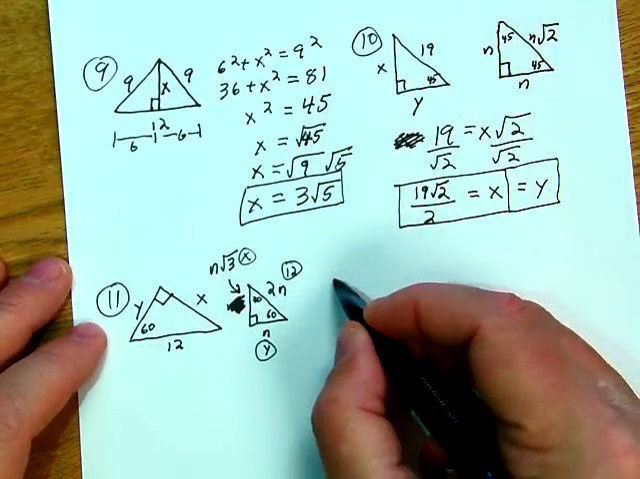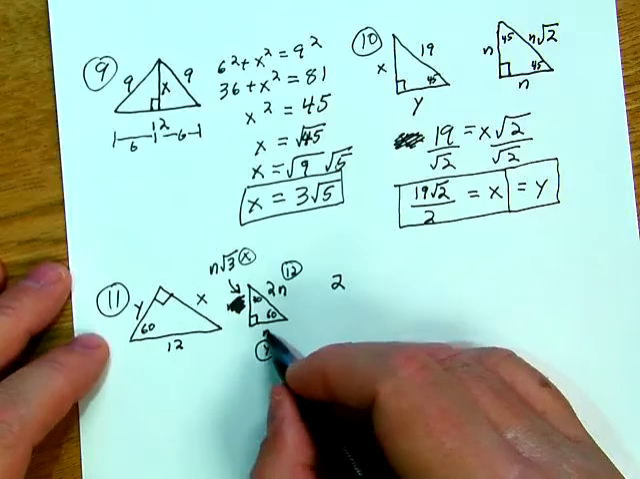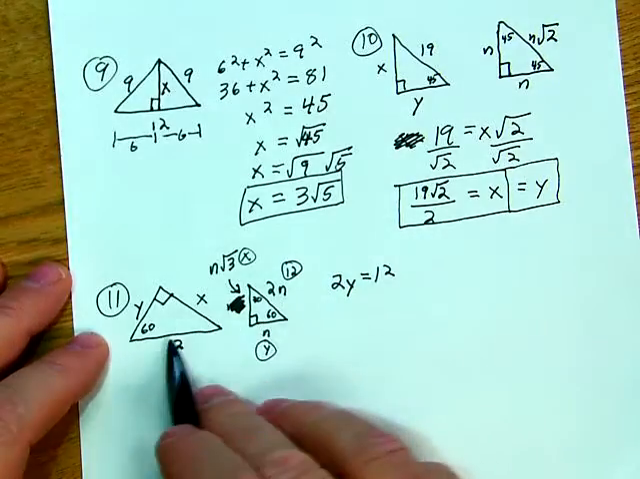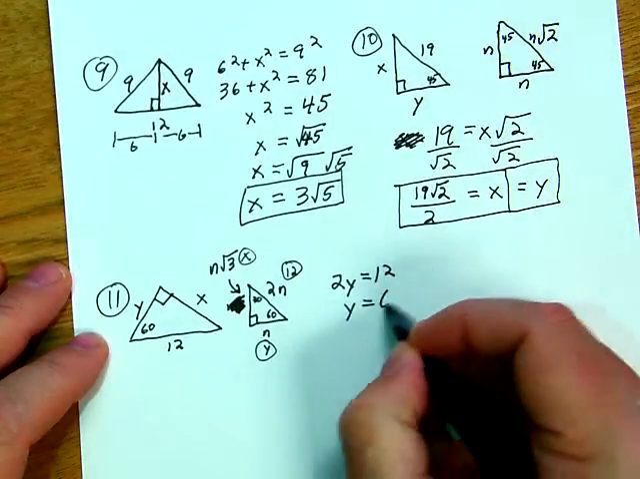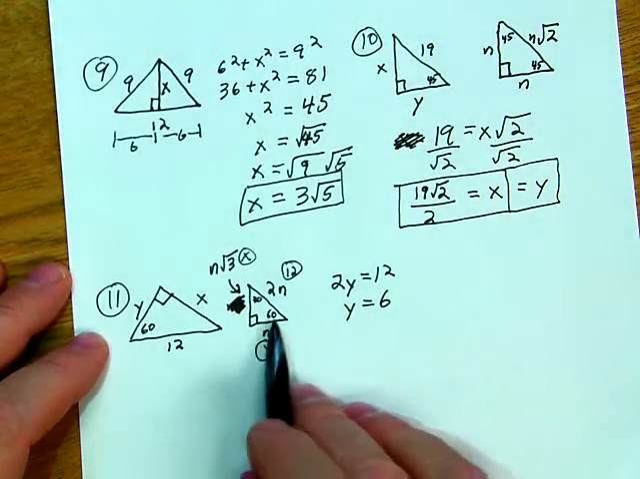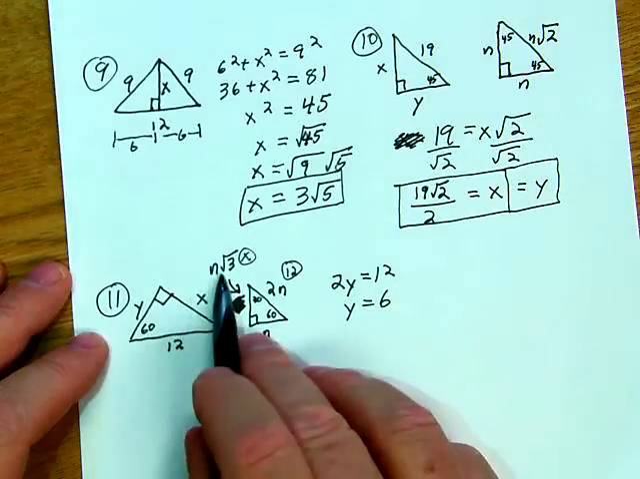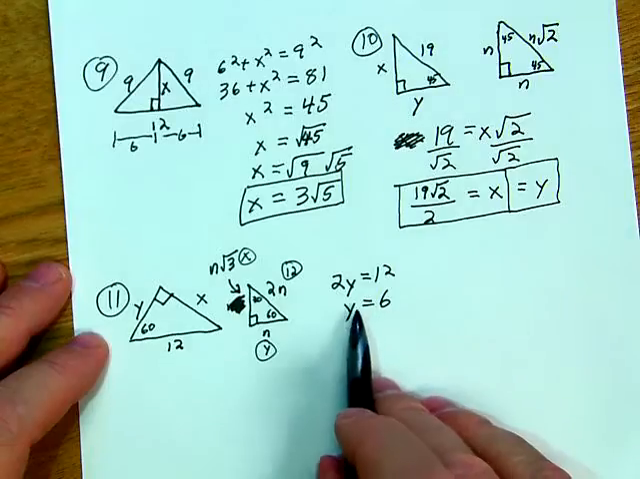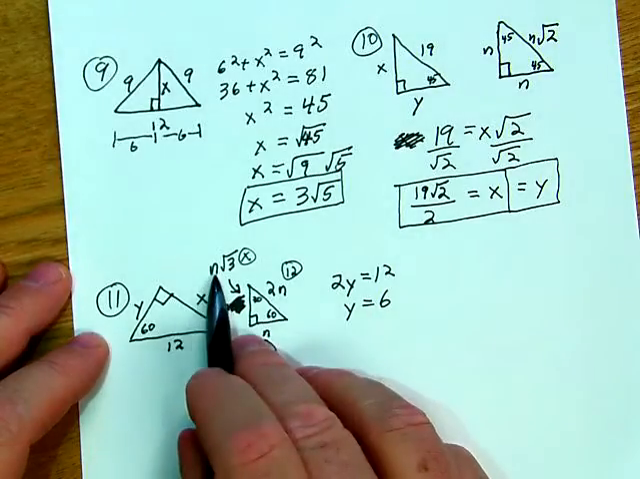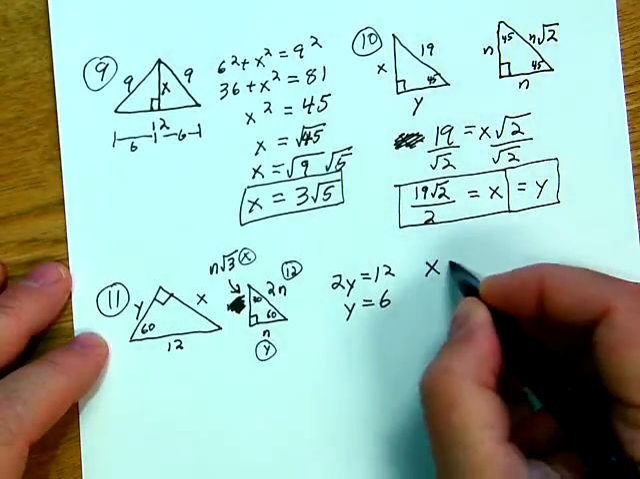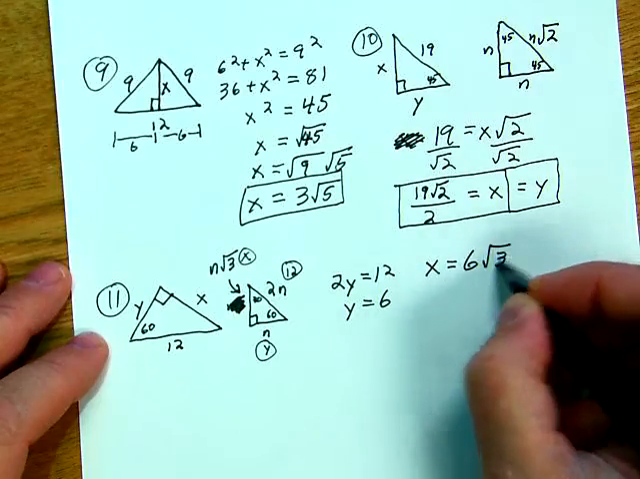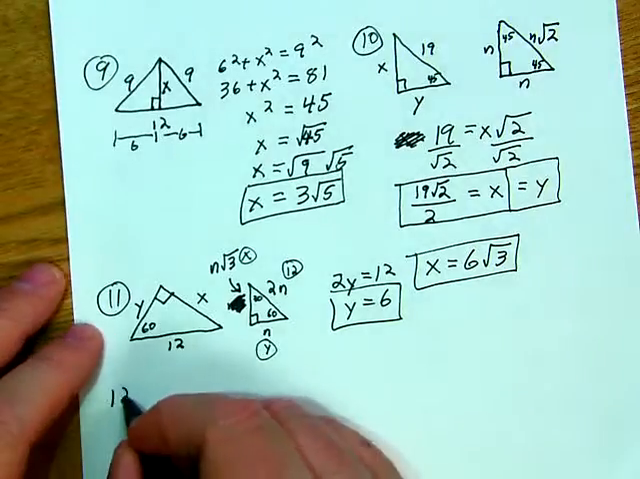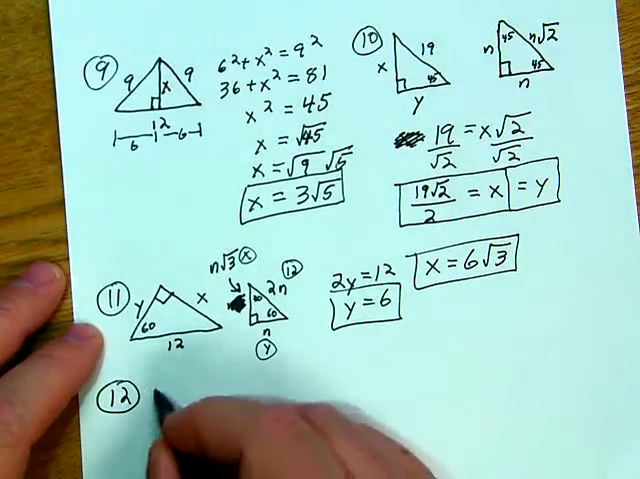So now we're going to do this calculation like this. n is y, right? So instead of saying 2n, I'm going to say 2y is equal to 12. That's the calculation. So y is equal to 6. If y is equal to 6 and y is n, then we can come right up here and calculate x. x is equal to 6 times the square root of 3. And there's our two answers for that special case. And finally, number 12, we have a box that looks like this.